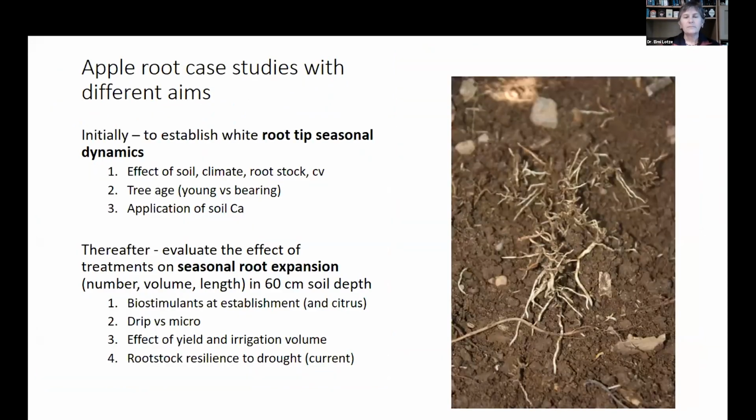So I've got a couple of case studies that had different aims that I'd like to introduce to you, to show you how we utilize the CID and the images of the CID at different levels.